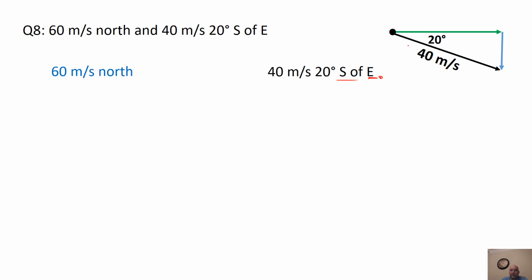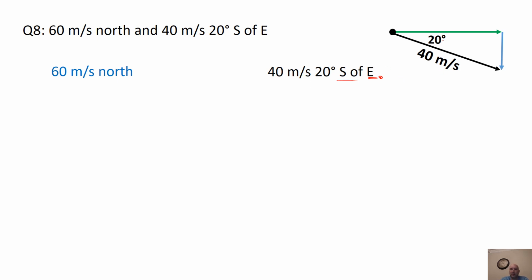If you ever have this number next to an angle, that is always going to be a hypotenuse. If you have something like this, it might not be a hypotenuse because it's just a component. But if you ever have an angle next to something like 40 meters or 40 meters per second, that will always be the hypotenuse.